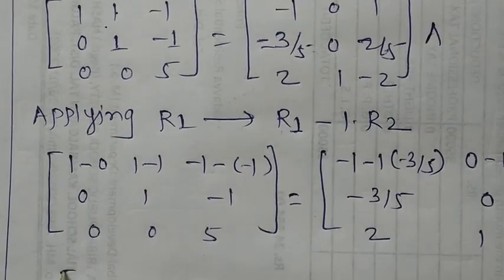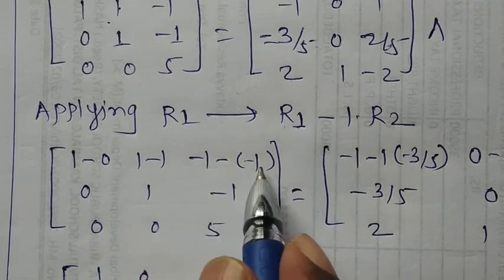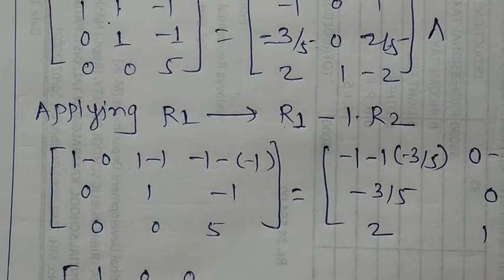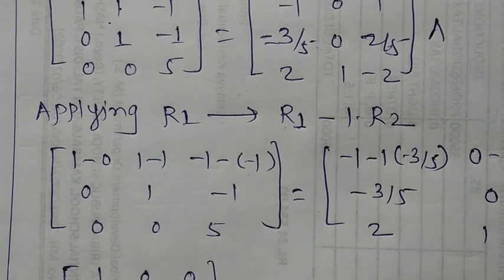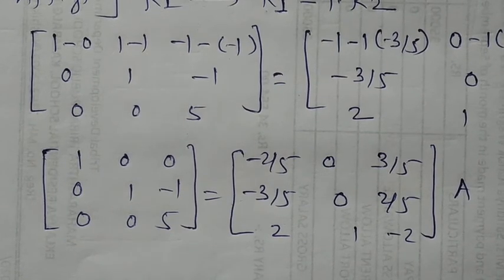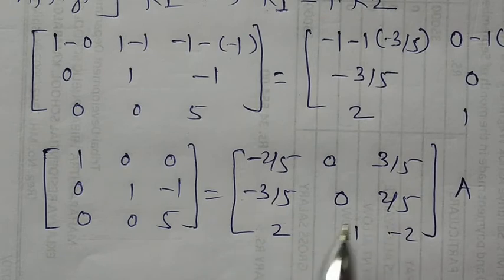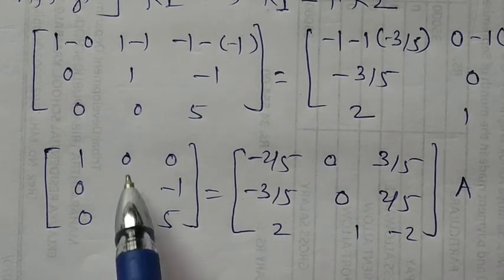Solve this. What does it equal? 1 minus 0 is 1. 1 minus 1 is 0. Minus 1 plus 1 equals 0. 0, 1 minus 1 is 0, 0, 5. Solving here, this equals minus 2 by 5, 0, 3 by 5, minus 3 by 5, 0, 2 by 5, and minus 2, 1, minus 2 times A. Now step 4 is completed.